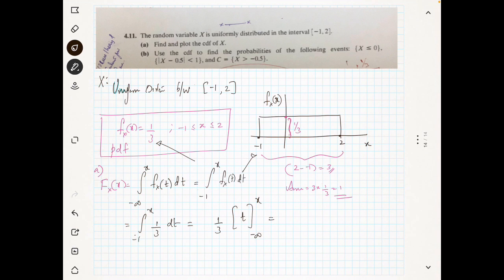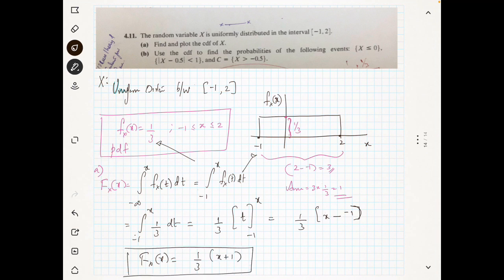So this is minus 1, and this one is also minus 1. So this is nothing but 1/3 into x minus 1. That means I will write the steps. I will put t equal to x, then minus, I will put t equal to minus 1. So F_X(x) will be equal to 1/3 into x plus 1. This is the cumulative distribution function.